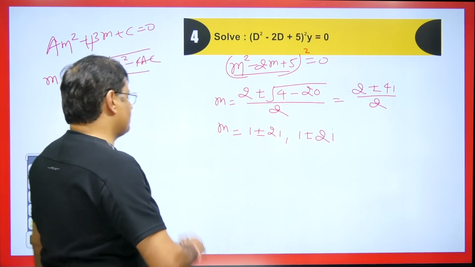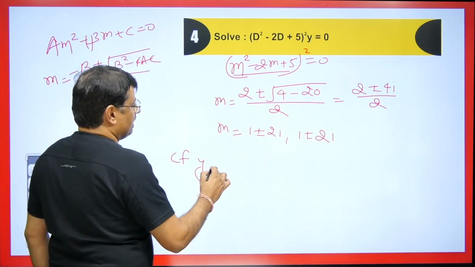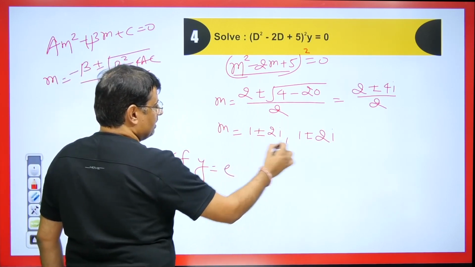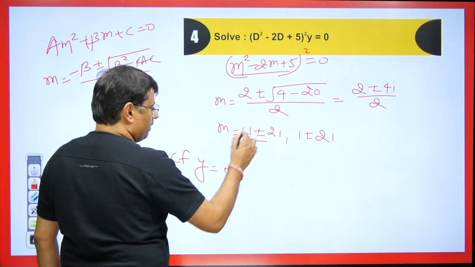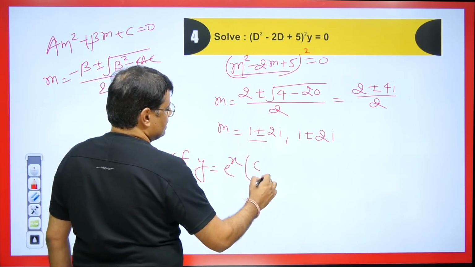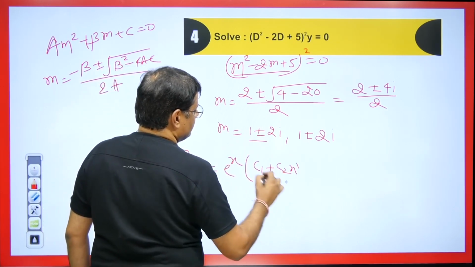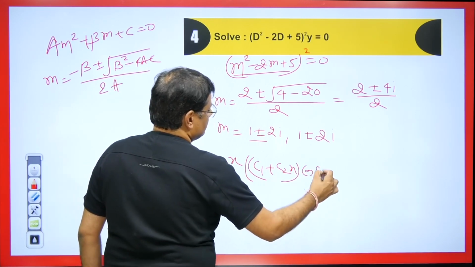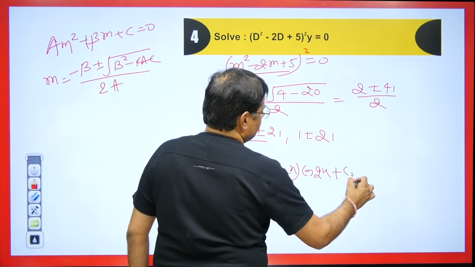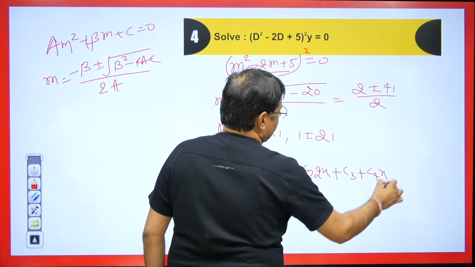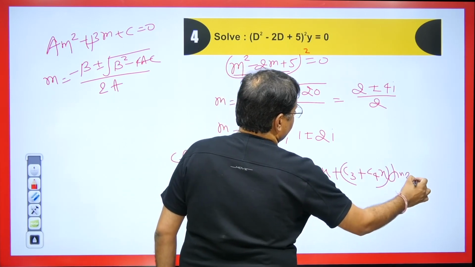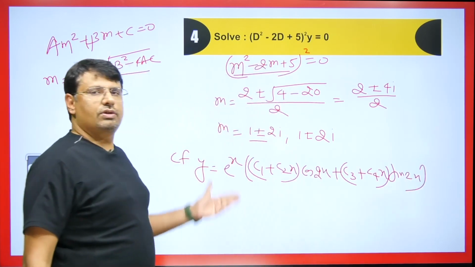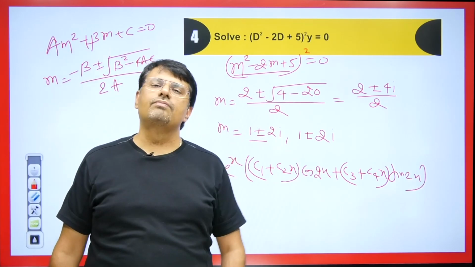Now we'll write its CF. So what will we get as CF? As we have repeated roots, y is equal to e to the power x, which is the real part, and here (C1 plus C2x) cos 2x plus (C3 plus C4x) sin 2x. This is its CF. So whenever we have an equation, this way we find its CF.